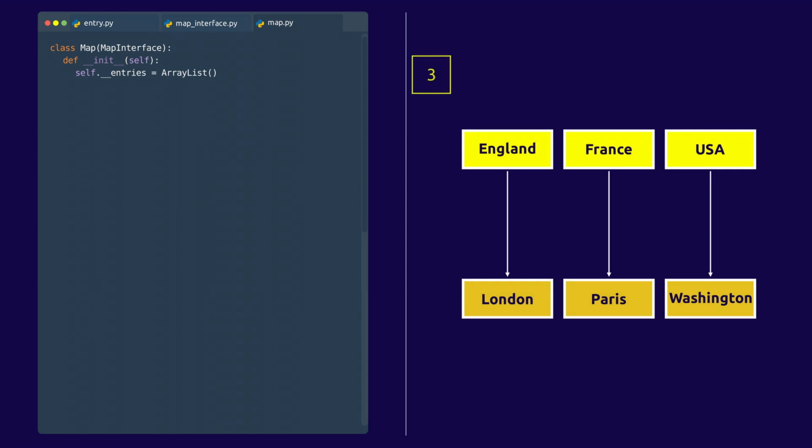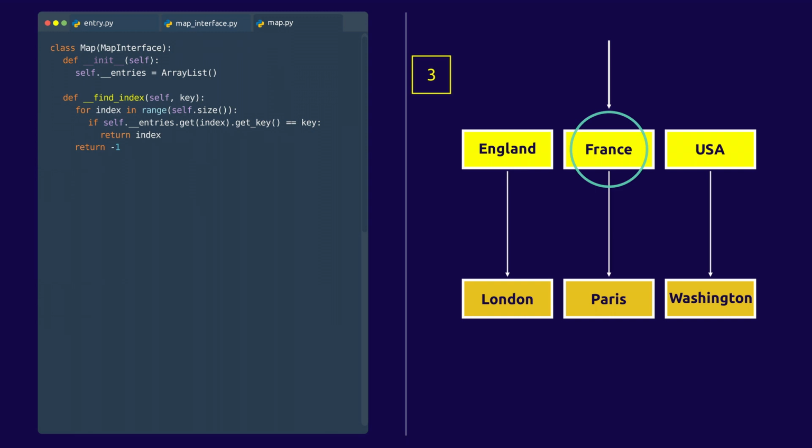The map data structure will have an entries property that will store all the key value pairs as an array list of entry objects. The private findIndex method will return an index of the key if it exists in the map entries. For example, let's take the index of the key USA. We will have a loop that will run as long as there are any elements in the array. Inside each loop, we will compare the current value with the key argument. If the result is the same, we return the index. If the key is not found, we return -1.